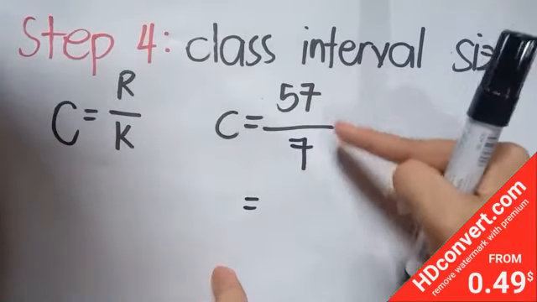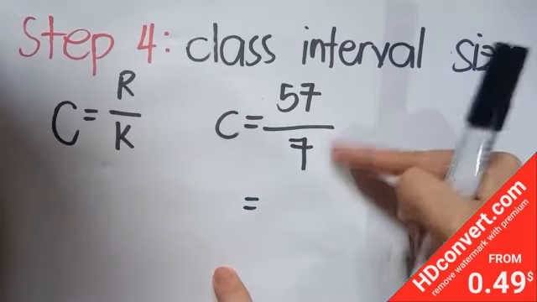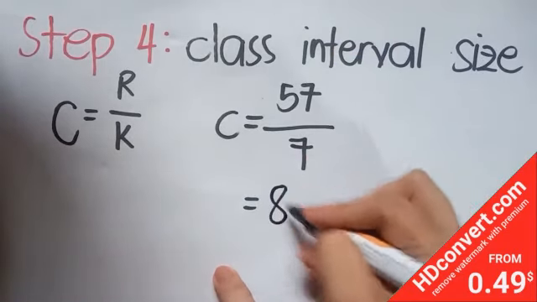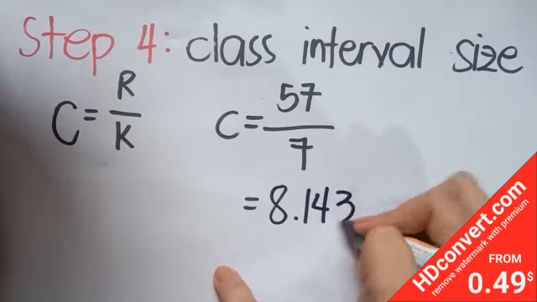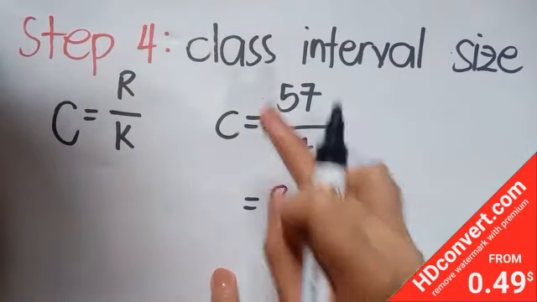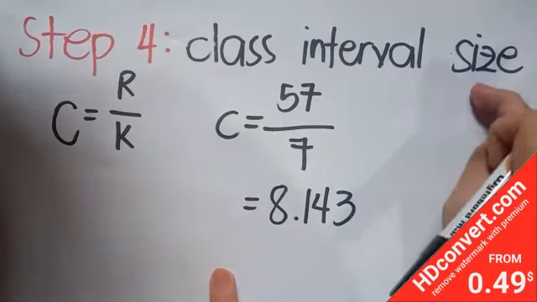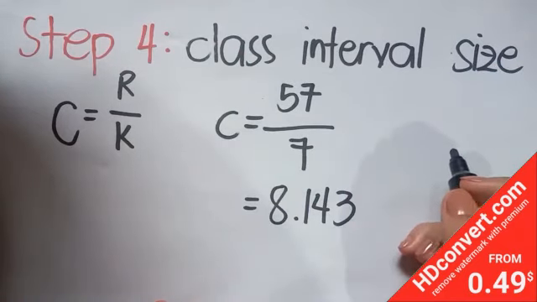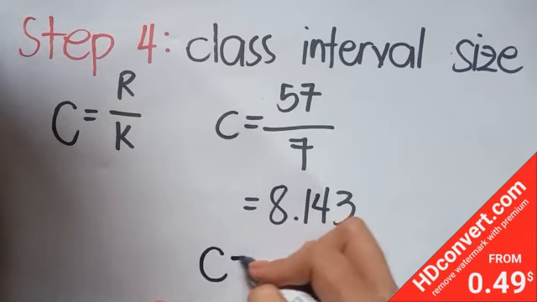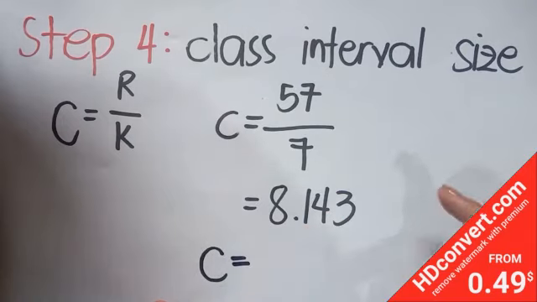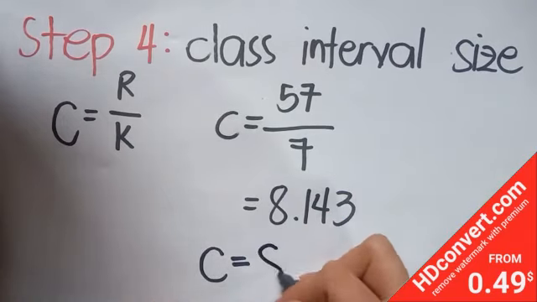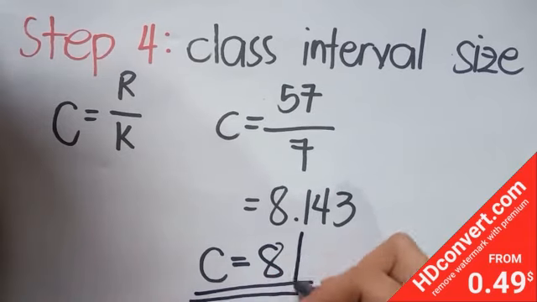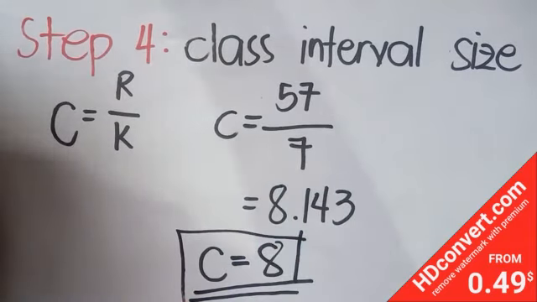So, 57 divided by 7 is 8.143. So, remember na sa pagkuha ng class interval size, kailangan yan ay laging whole number. So, therefore, ang class interval size natin ay 8.143. Ang whole number niyan ay 8. So, 8 ang class interval natin.